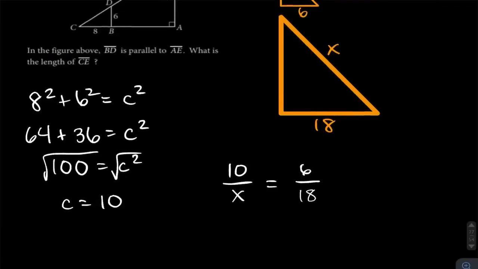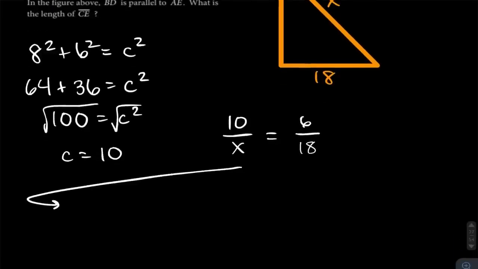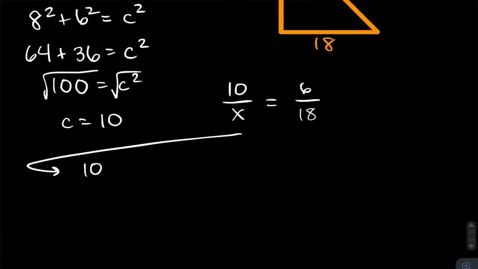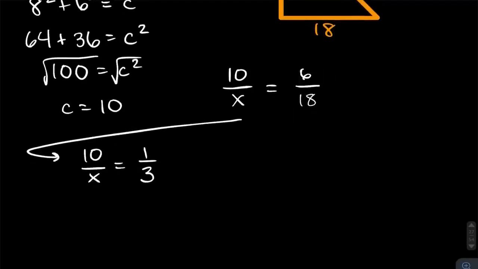But let's say that you don't see it, which, again, is not a problem. Everybody's going to be at different levels right now. So 10 over x is going to be 1 over 3. I would simplify that before cross multiplying, just divide by 6 over 6. Sorry, I said common denominators, I meant cross multiplying. Yeah, I do need to go to bed. 10 times 3 is 30, and 1 times x is x. And so you get x equals 30.